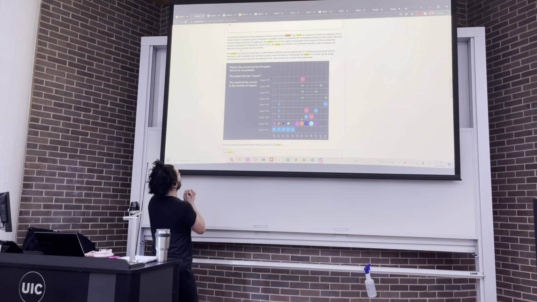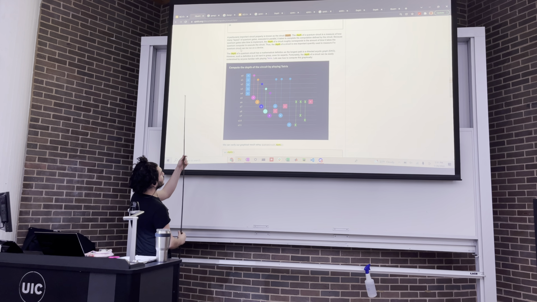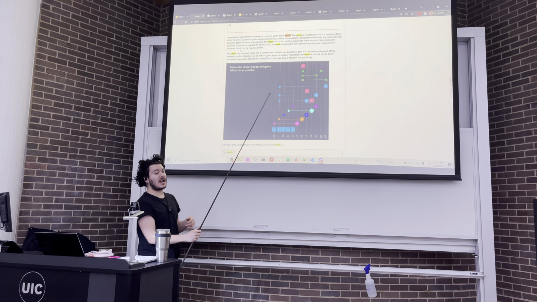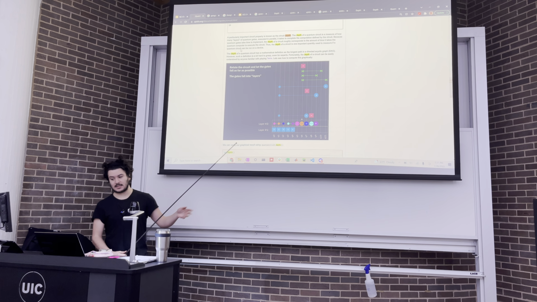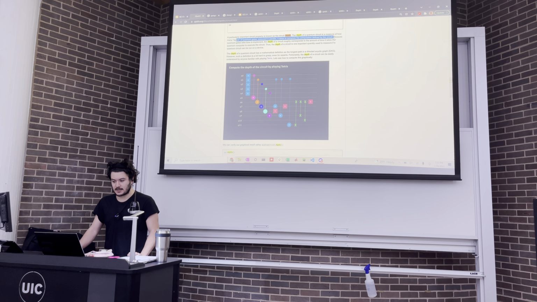Even they themselves say rotate the circuit and let the gates fall as far as possible. They start with the original, then rotate it, and describe it like Tetris. While it plays, I'll read their description real quick. A particularly important circuit property is known as the circuit depth. The depth of a quantum circuit is the measure of how many layers of quantum gates, executed in parallel, it takes to complete the computation defined by the circuit. Because quantum gates take time to implement, the depth of a circuit roughly corresponds to the amount of time it takes a quantum computer to execute the circuit.